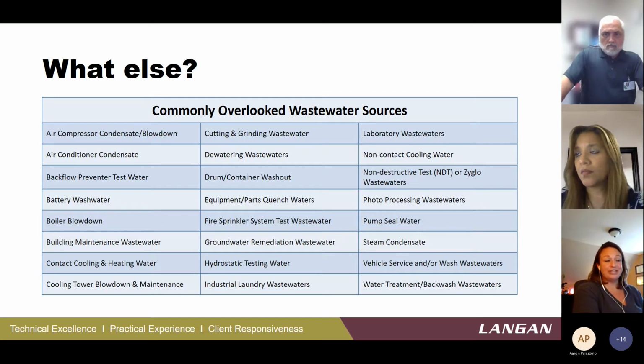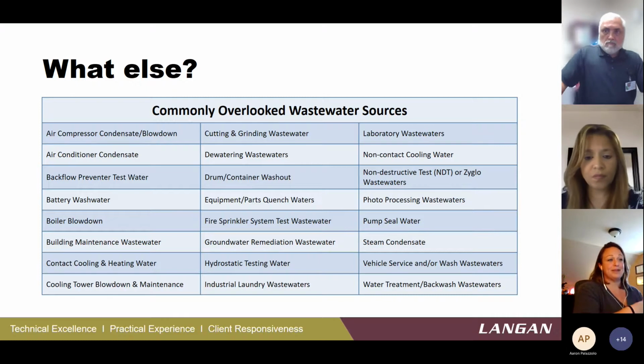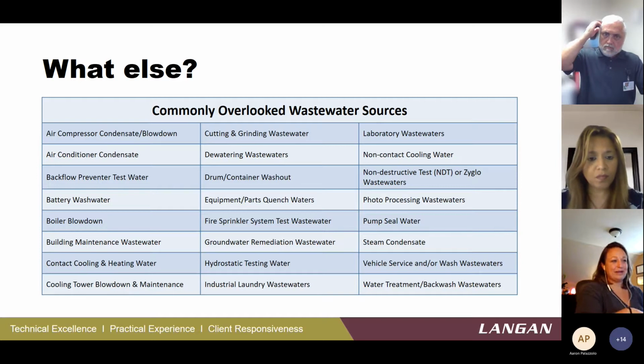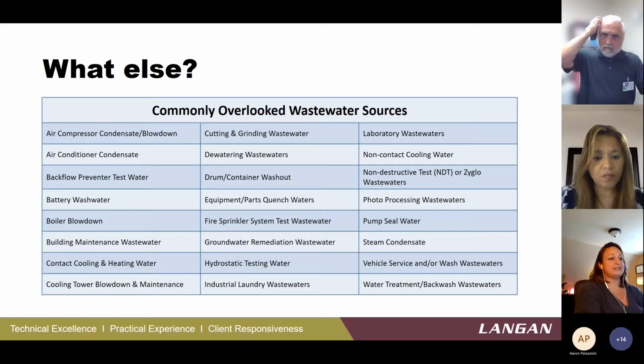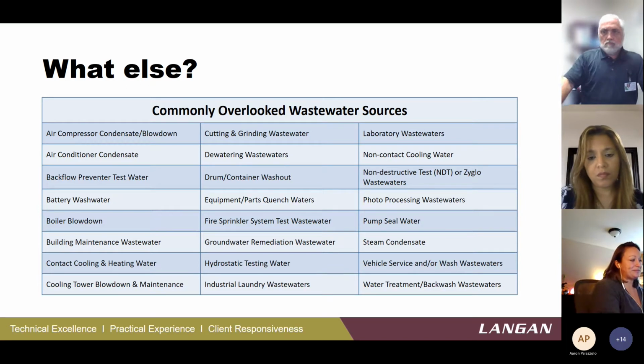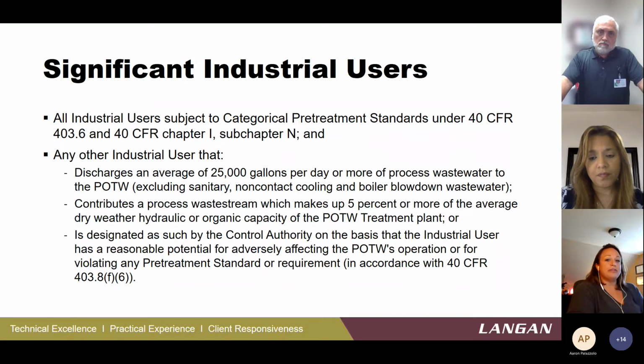Vehicle servicing and washing, that's another elusive one. If you are doing any servicing or washing of your vehicles on site, that would be considered an industrial source as well. And then the last very elusive one, water treatment wastewater. If you have softeners, you have RO rejects. Those backwash or reject waters are considered water treatment wastewater, and those are also considered an industrial source. So we have the processed wastewater, we have what I like to call the drips and drabs of wastewater, all the support equipment stuff.